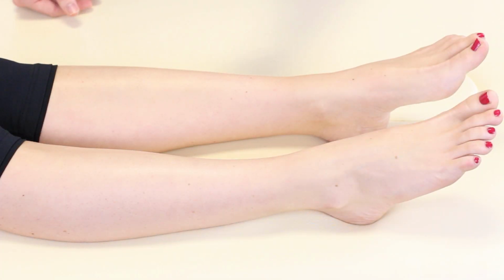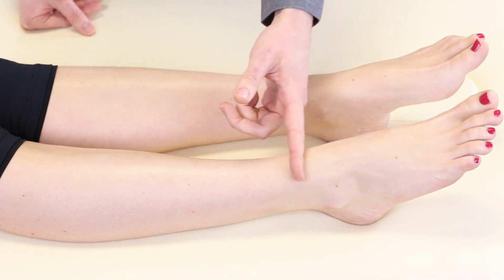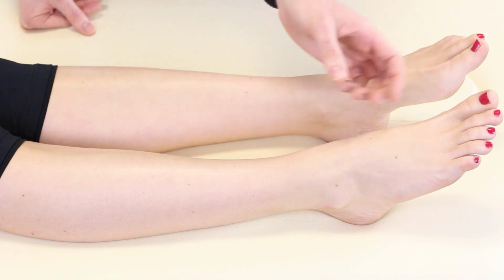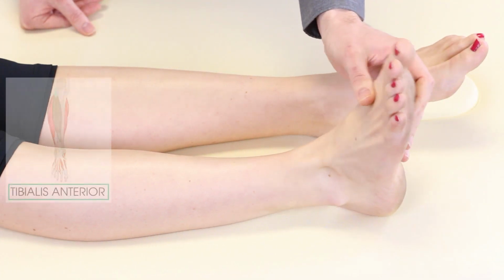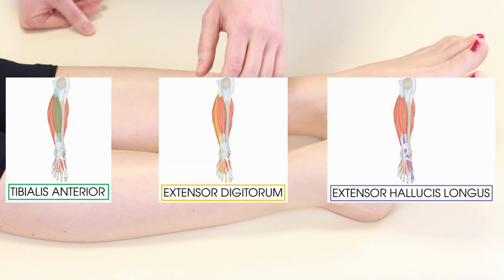So next we're going to do observation of the ankle joint in an anterior view. The first thing I'd like you guys to look for is the extensor compartment of the ankle, and these are the dorsiflexing muscles: tibialis anterior, extensor digitorum, and extensor hallucis longus.